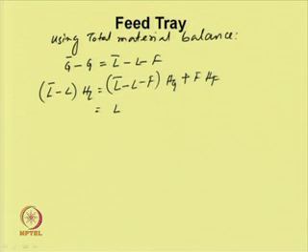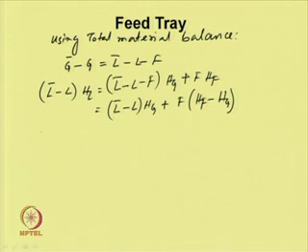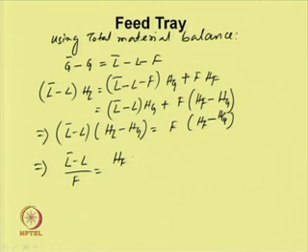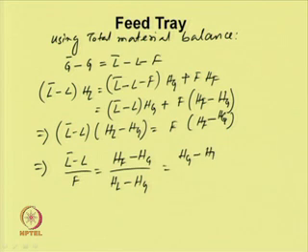So, if we simplify, L bar minus L times H G plus F H F minus H G, and from this we can write L bar minus L times (H L minus H G) is equal to F times (H F minus H G), and we can write L bar minus L by F is equal to (H F minus H G) by (H L minus H G), or we can write (H G minus H F) divided by (H G minus H L). The quantity we can call it Q.